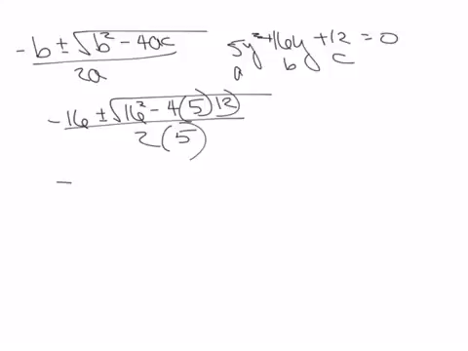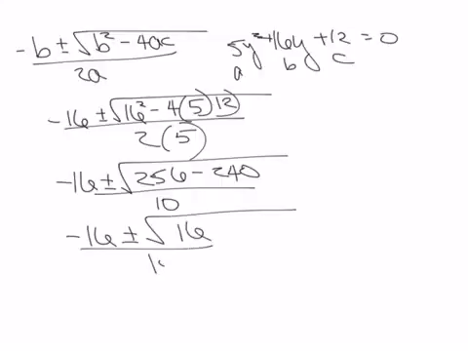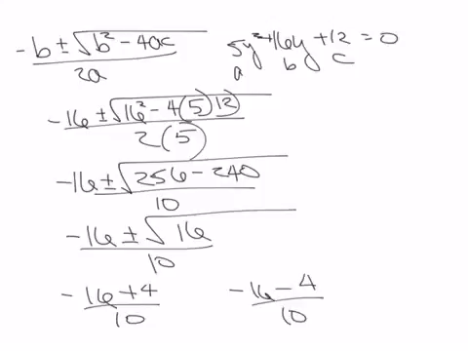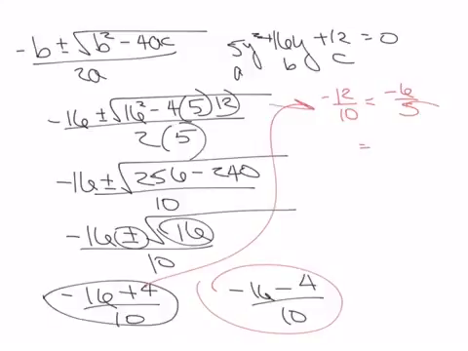Alright, so let's go ahead and just do this one. Just to show that you can do it either way, it doesn't really matter which way you do it. Okay, so -16 plus or minus the square root of 16 all over 10, which is -16 plus 4 over 10, and -16 minus 4 over 10, because that's a plus or minus, and the square root of 16 is 4. So this is going to give me, let's do it up here in red, -16 plus 4 is -12 over 10, which is -6/5, and this is going to be -20 over 10, which is going to be -2.